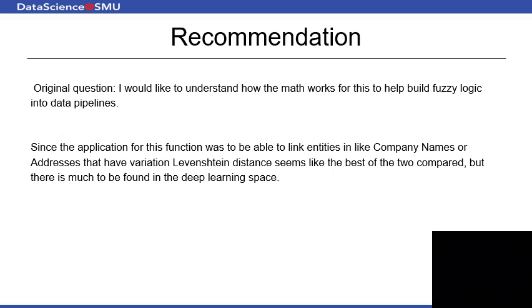Our original question that we wanted to answer at the beginning of this was, is Levenshtein distance or cosine similarity the better of the two options to build fuzzy logic into a data pipeline? Answering that question strictly, it seems like Levenshtein distance is more appropriate and was built for that purpose. However, there are many other alternatives out in the deep learning space.